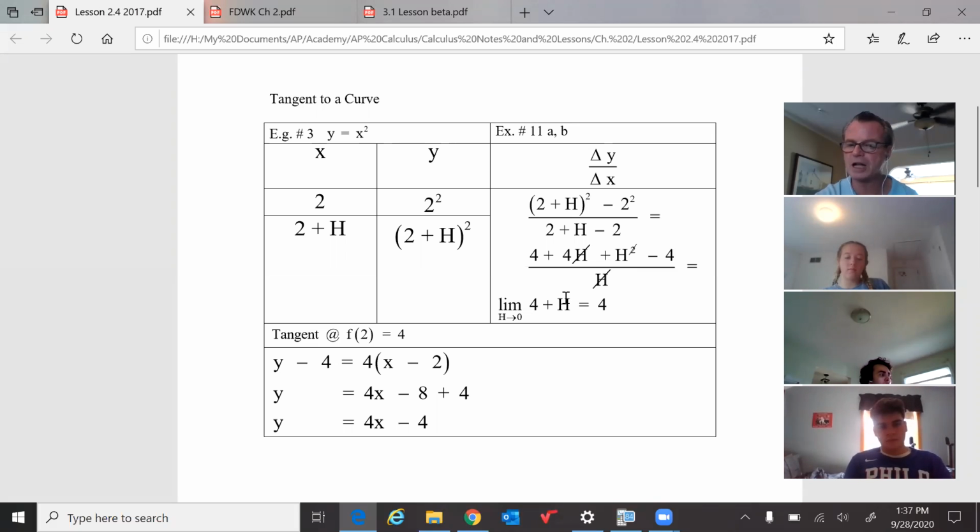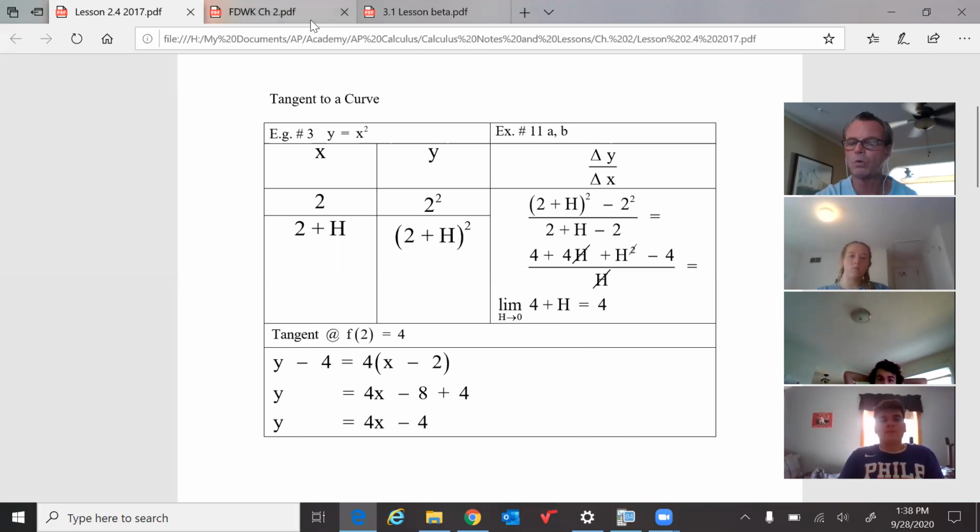And then I introduce the concept of, I want the limit as h goes to 0. Now think about this. That's why you're doing a whole chapter on limits. H can't be 0. If we're up here, we would have 0 in the denominator. The limit, though, as h goes to 0, the limit of this thing would be 4.